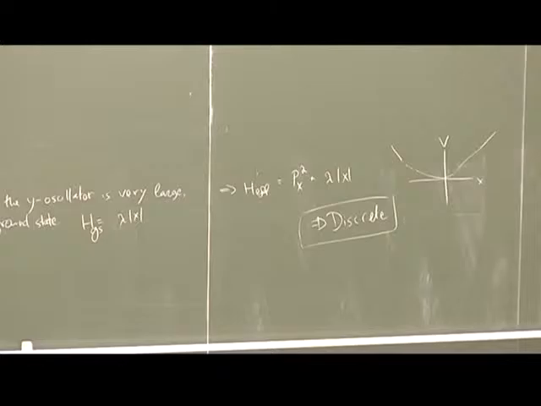So the basic starting point is that you have some lattice in which there are some points, okay? And let's say that the distance between points is little a, and the size of the lattice is capital L. So we have a lattice of size L and lattice spacing a.